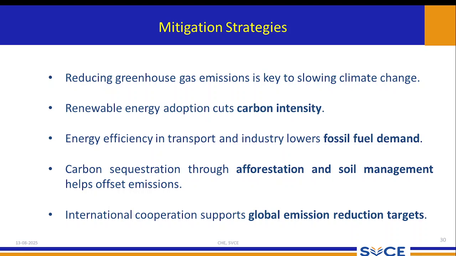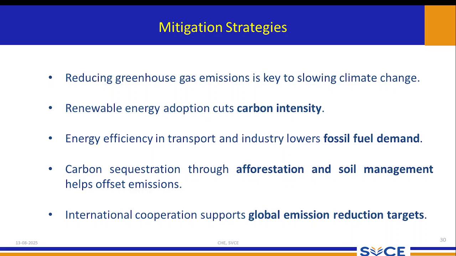Energy efficiency in transport and industry lowers fossil fuel demand. That means optimize the processes, and in transportation, like automobiles, use good engines so that the carbon dioxide exhaust will be less. Similarly, that will reduce the fossil fuel demand. Even electric vehicles, they just think of the electric vehicle.